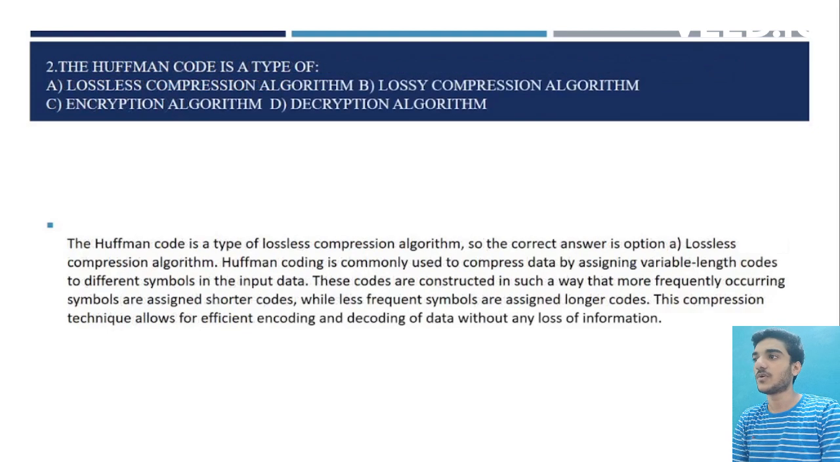The Huffman code is a type of, and the correct option is, the Huffman code is a type of lossless compression algorithm. Huffman coding is commonly used to compress data by assigning variable length codes to different symbols in the input. These codes are constructed in such a way that more frequently occurring symbols are assigned shorter codes, while the less frequent symbols are assigned longer codes.